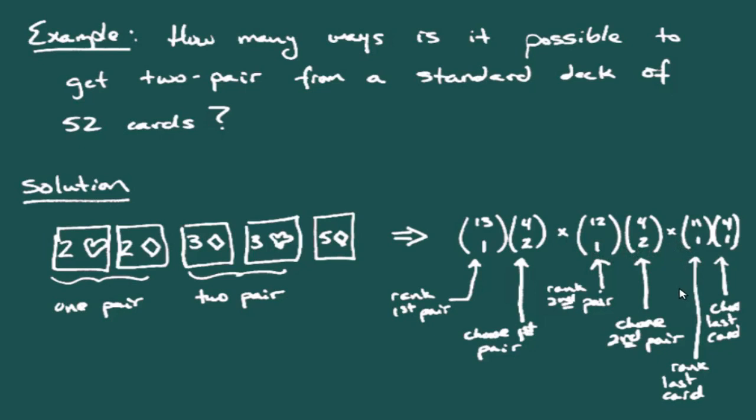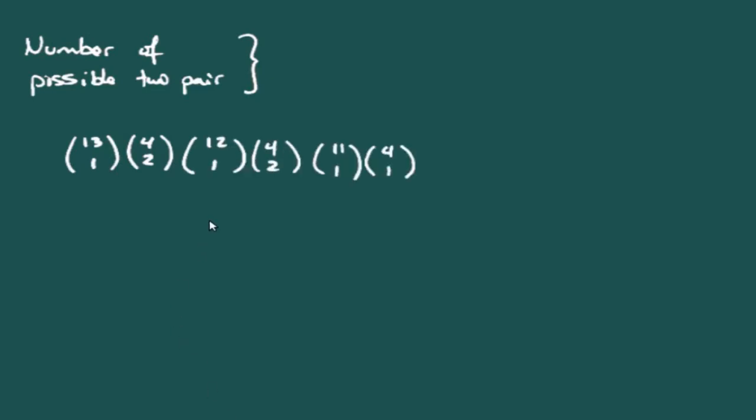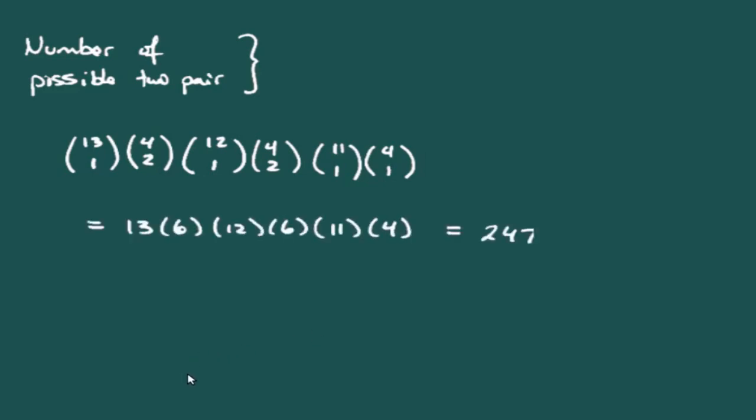And so our number of possible ways of getting 2 pair is just going to be 13 choose 1 times 4 choose 2 times 12 choose 1 times 4 choose 2 times 11 choose 1 times 4 choose 1, which gives us 13 times 6 times 12 times 6 times 11 times 4, for a grand total of 247,104 ways in which we can be dealt 2 pair.